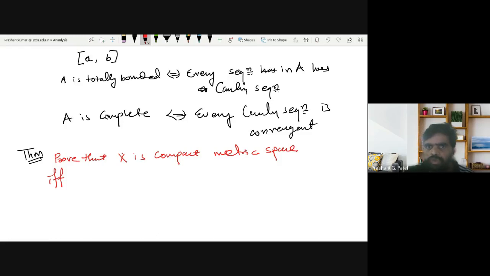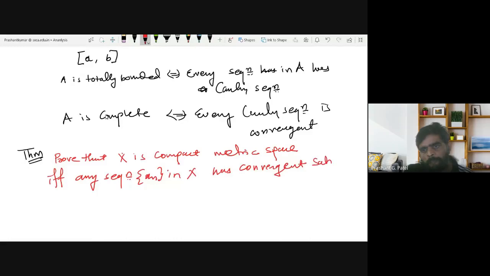So the final statement is that every sequence in X has a convergent subsequence, because every Cauchy sequence has to be convergent. So any sequence xn in X has a convergent subsequence. So this is the statement. It's another definition of a compact metric space.